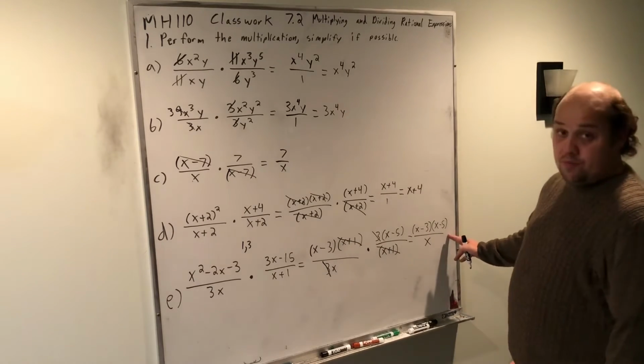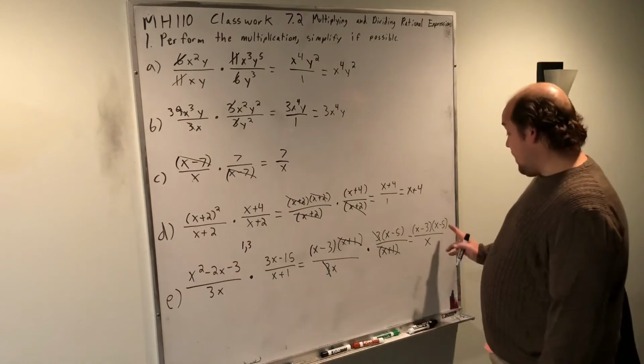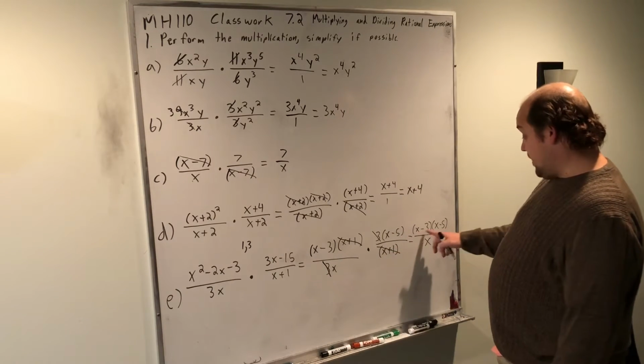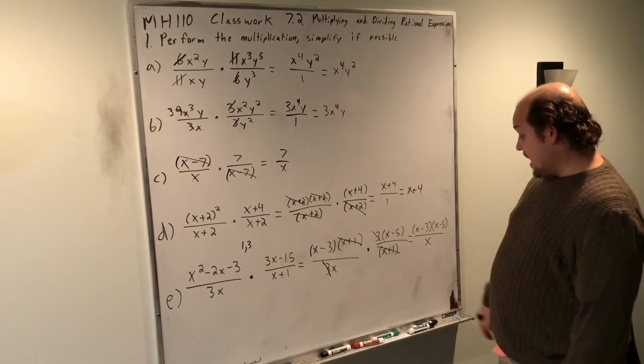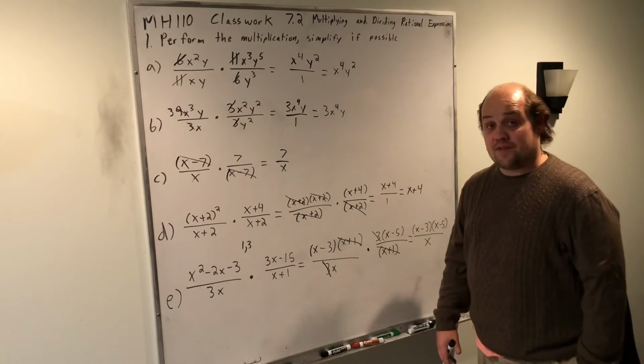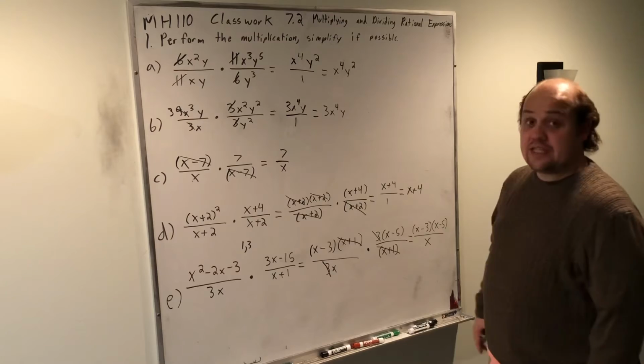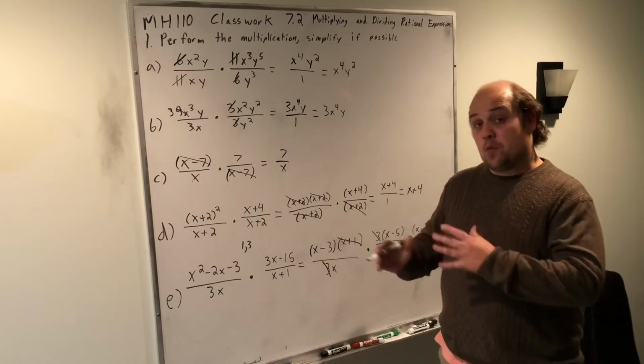I believe you can put answers into the system like this. It's possible that when they show you the answer, they would have this multiplication done out on top, so they'd get x squared minus 8x plus 15. But I believe the system still accepts it if you just leave it like that in parentheses showing what would be multiplied.